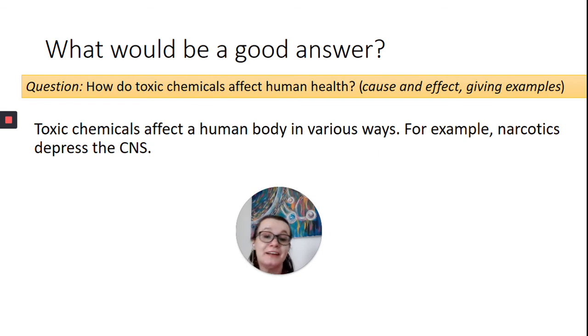Yeah. So how do toxic chemicals affect them? They affect a human body in various ways. Probably something like negative ways, negatively or something could be said. And also we have an example, we just have an example to illustrate it. That's it. So that would be okayish. Not perfect, but okayish.